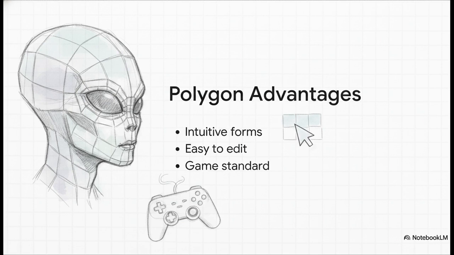It's incredibly intuitive when you're making a human, an animal, or an alien. They are super easy to edit and refine, and they are the absolute industry standard for video games. The software specifically loves shapes with 4 sides, called quads, because they animate predictably, but it can totally handle polygons with many sides, known as n-gons too.